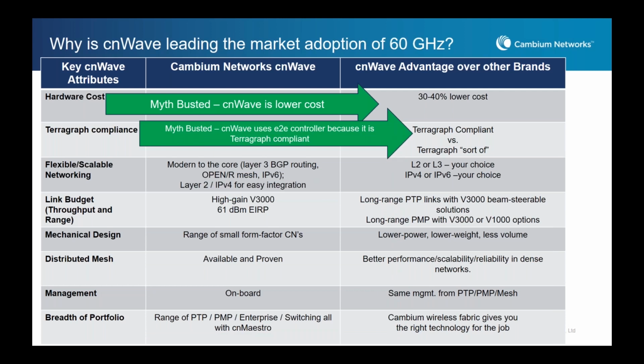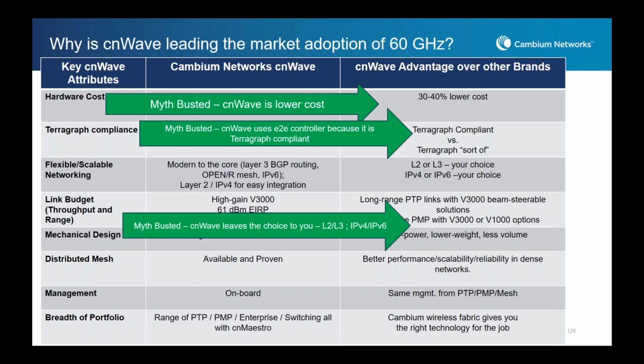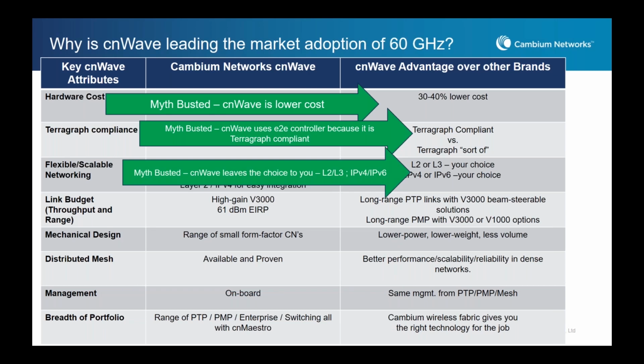cnWave is Terragraph compliant. We have an E2E controller that can either exist on the POP node or it can be sitting in a virtual machine on the network. That makes it Terragraph compliant. That makes it easy to extend and manage, and resilient and reliable, all those things that Anthony mentioned about the great things about 11ay and the Terragraph ecosystem. I want to make sure to clarify that cnWave leaves the choice to you. You can do layer 2 or layer 3. You can do IPv4 or IPv6.